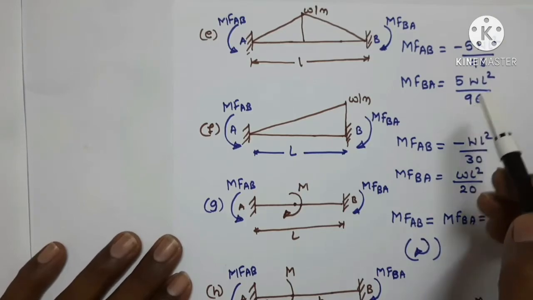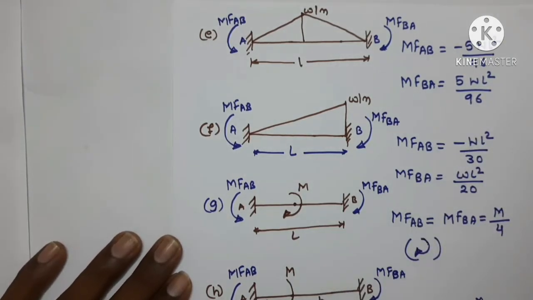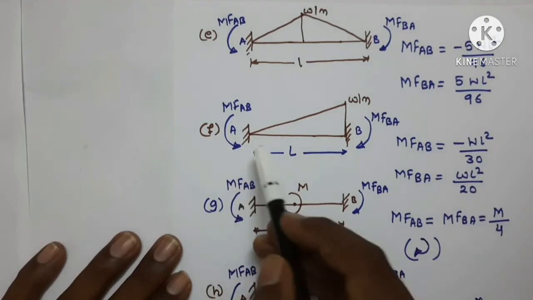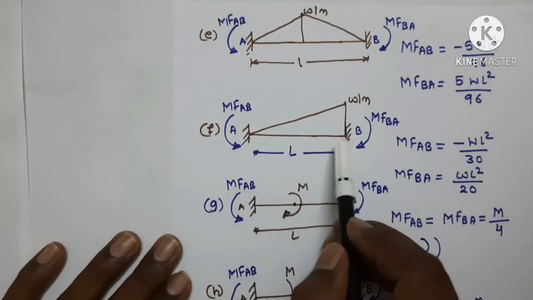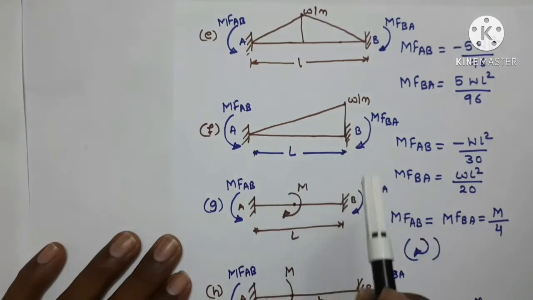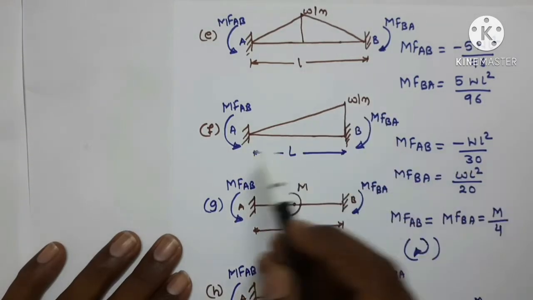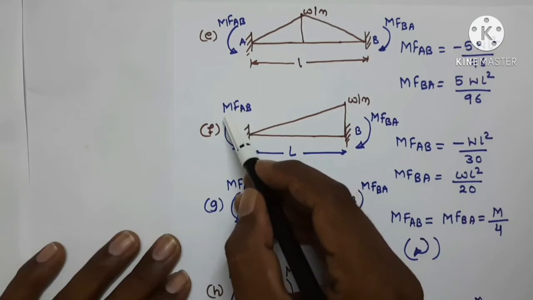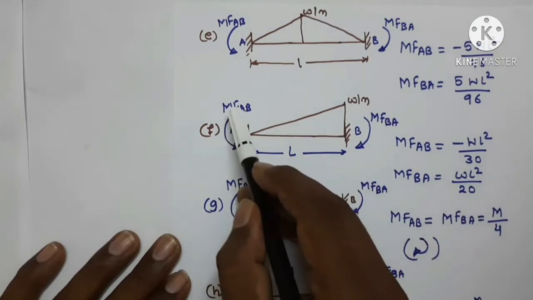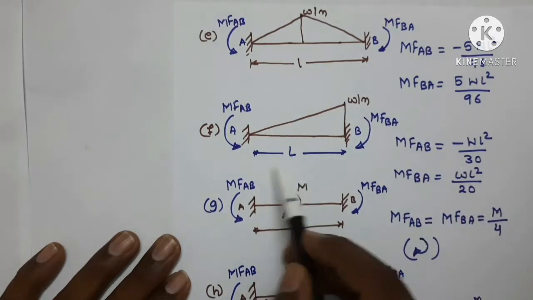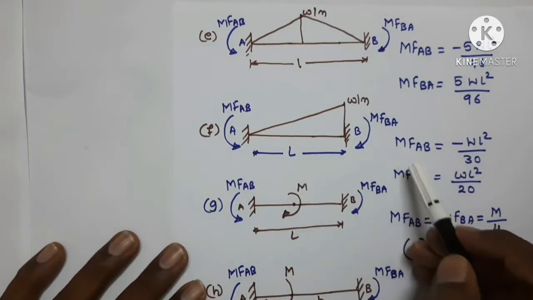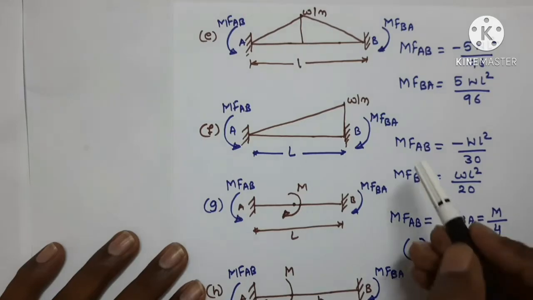So this condition has been given in your textbook also. You can refer to that also. Next case, if the UVL is varying in a single member, it is varying like this. You can observe this UVL W per meter. At this support, it is support A and support B, MFAB and MFBA. The span is L. So in this case, how do we need to write the fixed end moments?